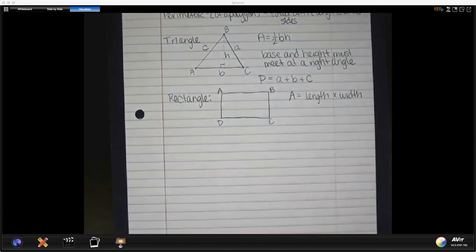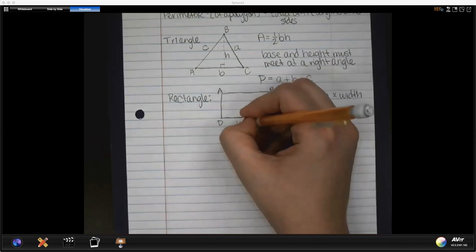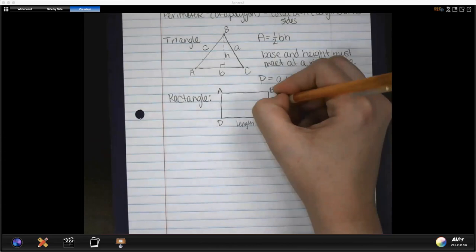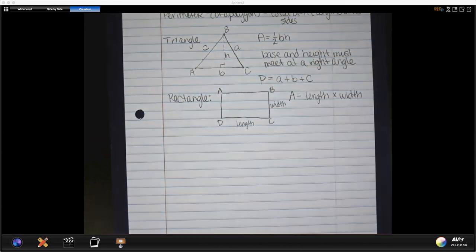Typically, length is going to be longer than width, but in general, it doesn't matter because you're just multiplying. Typically, we would refer to the length as the horizontal distance and the width as the vertical distance, but you're multiplying, so it doesn't matter in the end.